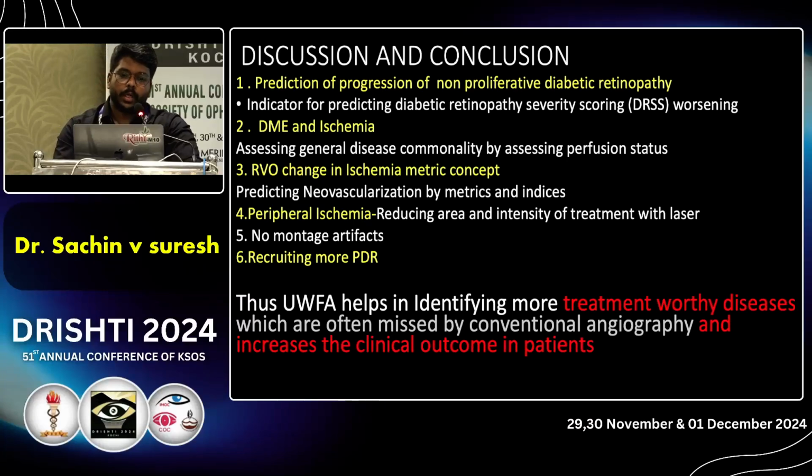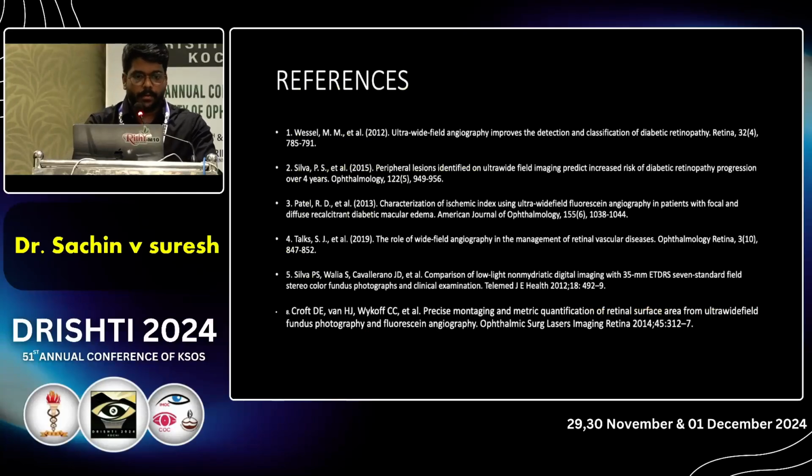Then it also reduces the area and intensity of treatment with laser, because it can capture the peripheral ischemia as well, the montage artifacts of the ultraviolet field are less, and it also recruits more proliferative diabetic retinopathy cases. Thus, ultraviolet field helps in identifying more treatment-worthy disease which is often missed by conventional angiography and improves clinical outcome in patients. These are my references.